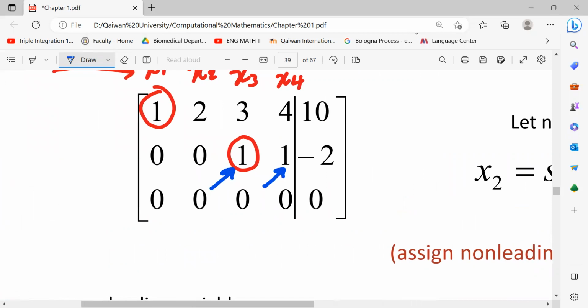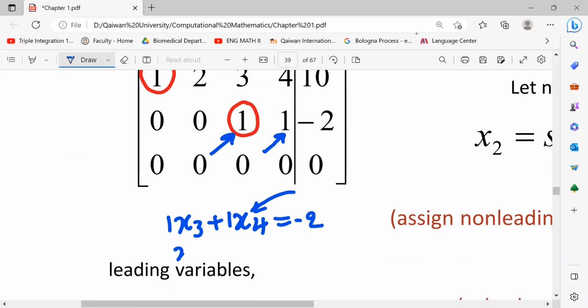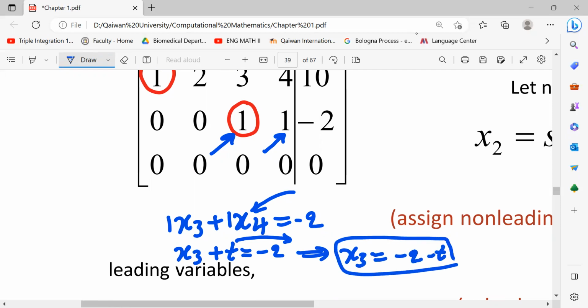So this is 1x3 plus 1x4 equal to -2, is it? But here we let x4 be t. So x3 plus t equals minus 2. If we move this to the other side, we get x3 is minus 2 minus t. This is x3.